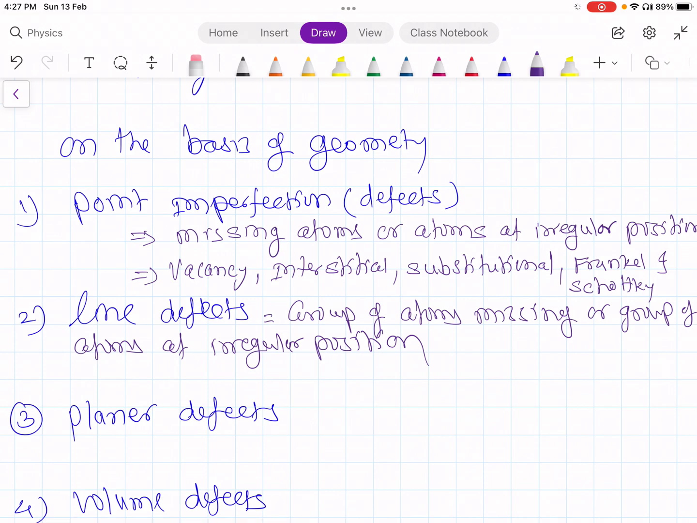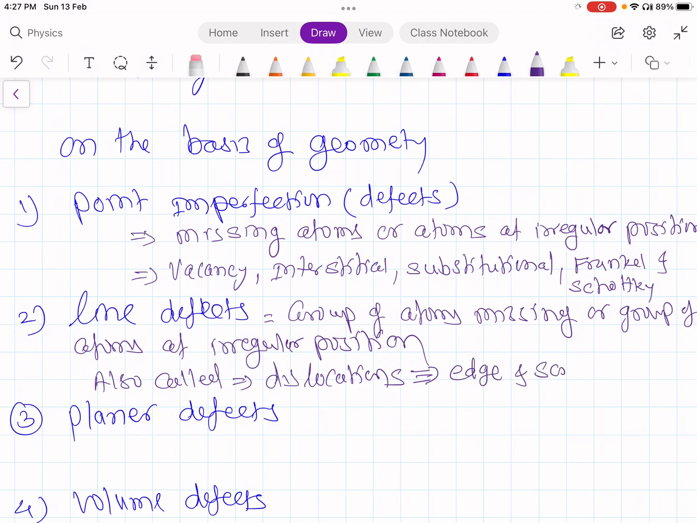And there are two different types of line defect. These line defects are also called dislocations, and there are two different types of dislocations. One is edge and the other is screw dislocations. So that is the linear defects.